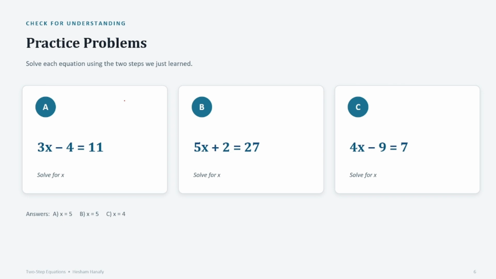So let's have more practice problems on our topic for today. We will solve number 8 together and you need to solve B and C as homework. Okay? For this problem, 3x minus 4 equals 11. Here, as we said, there is a multiplication and there is a subtraction. Which one will we do first? As we said before, we will do the inverse of addition or subtraction first.